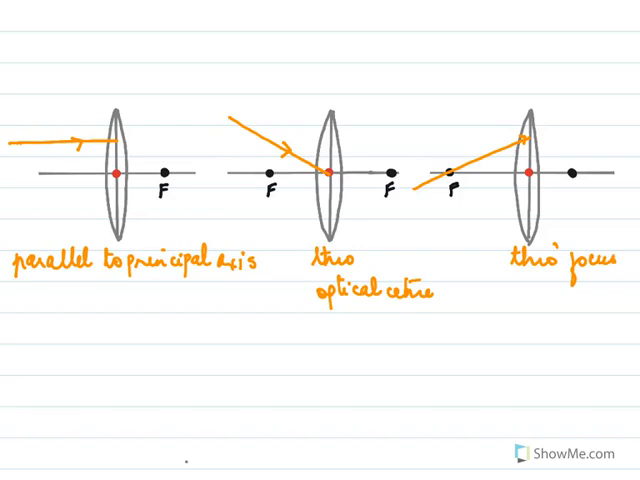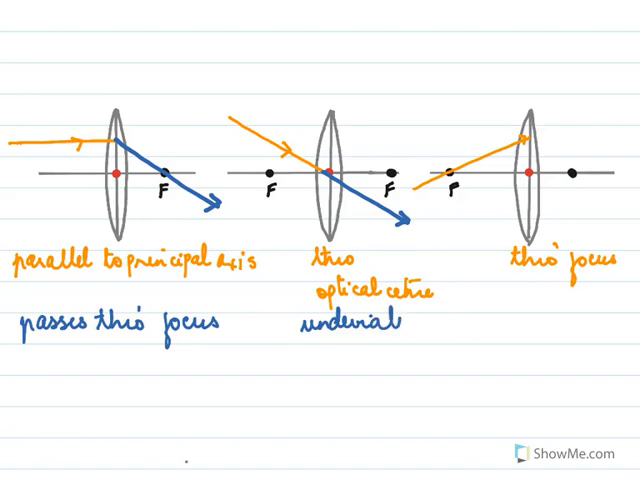This one, that is first one, parallel to the principal axis, after refraction will pass through the focus. The one that is passing through the optical center goes undeviated. And the one that comes through the principal focus after refraction goes parallel to the principal axis.